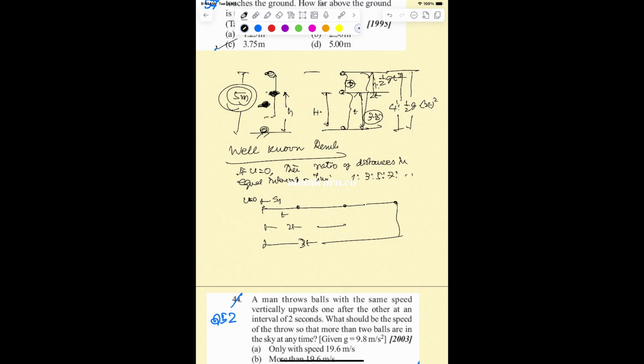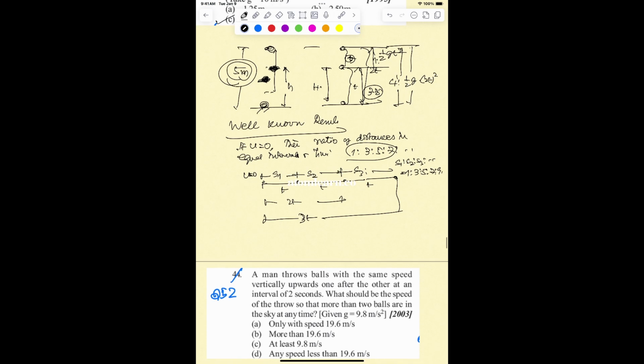Let's call S1 the distance traveled in the first t seconds. S2 is the distance covered in the second t seconds, equal intervals. See, this is time t, this is also time t, this is also time t. Therefore this is S3. Now we are talking about S1 is to S2 is to S3 is to S4 etc. The well-known result is 1 is to 3 is to 5, that is an arithmetic progression with a common difference of 2, starting from 1.